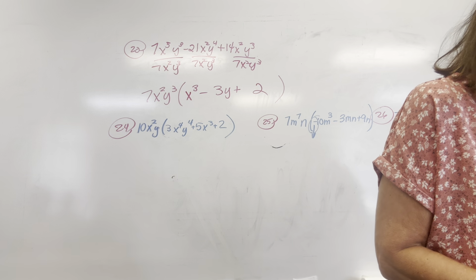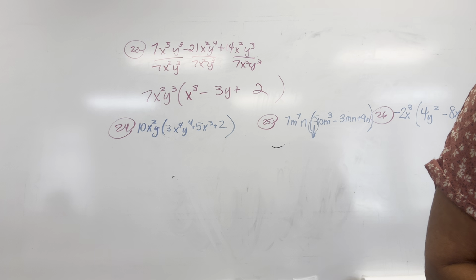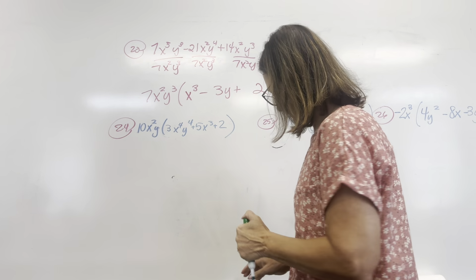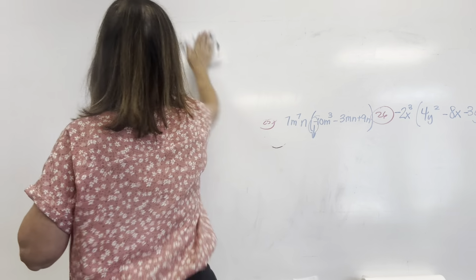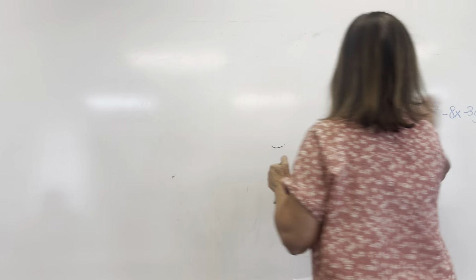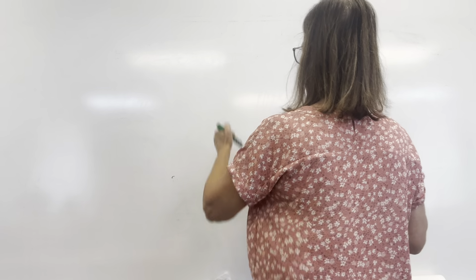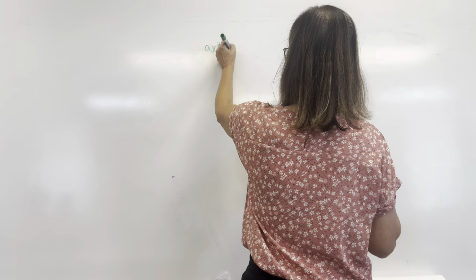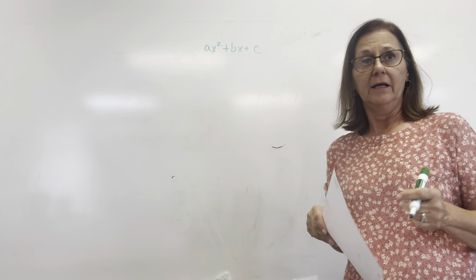It says factoring trinomials. These are quadratics because it has that fourth term that you don't see, which is equal to the y value. All right, so let's work through one together. It's an ax squared plus bx plus c format. That's called standard format.